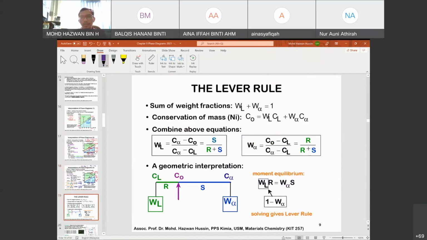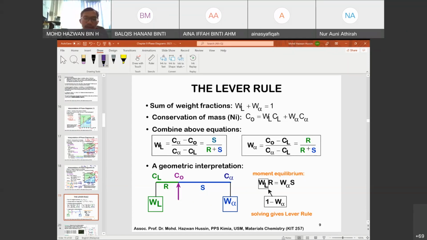So for the lever rule, as I told you, the sum of the weight fractions WL plus W alpha is equal to 1. It is actually the conservation of mass. So the total initial composition is equal to the fraction of liquid and also the fraction of solid. That is why you have W liquid multiplied with the composition of liquid plus W alpha multiplied with the composition of alpha. If we combine the above equations, then you will get the formula that I told you.